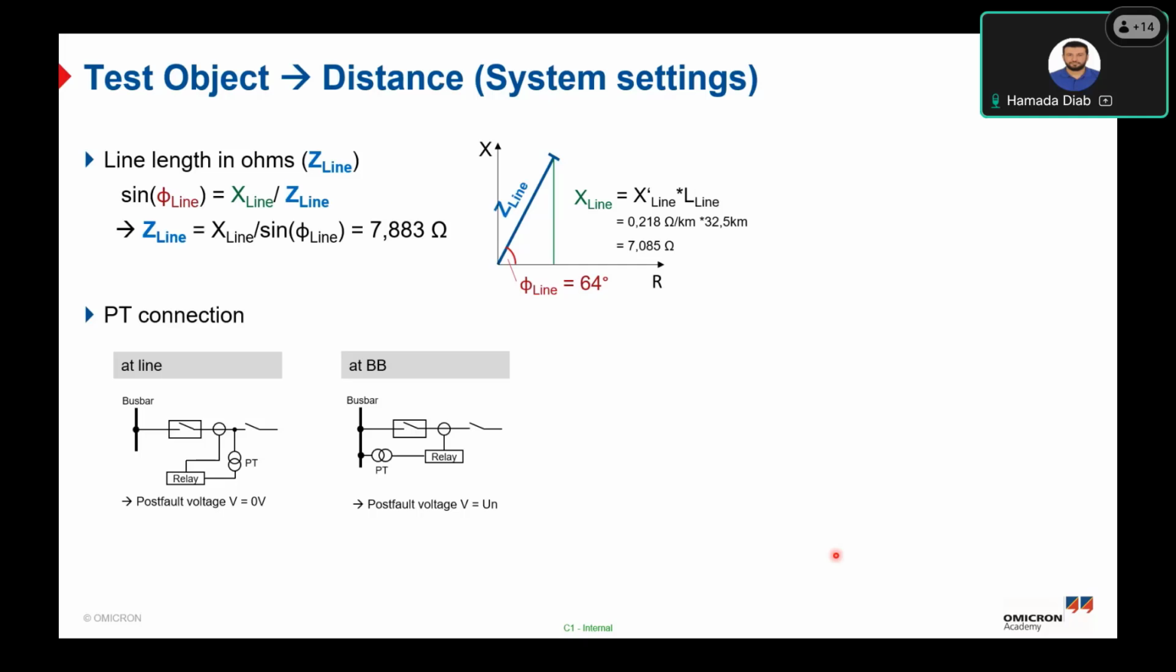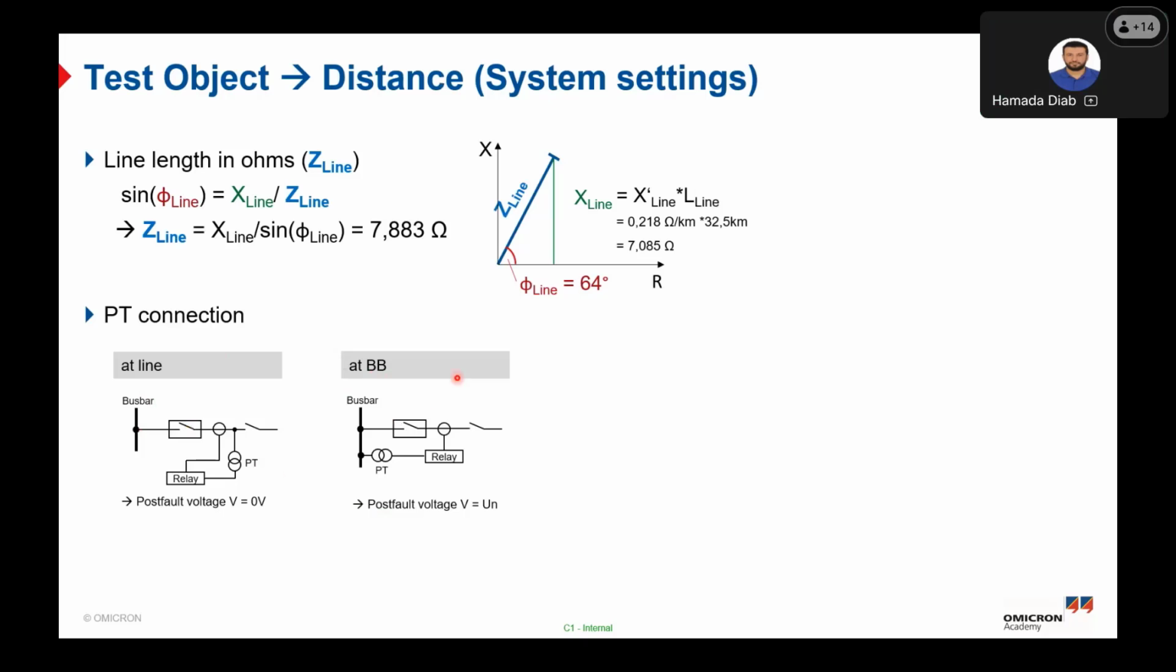Okay. We have also another parameter called the PT connection, and this PT connection, potential transformer, is the same as voltage transformer. So the PT connection can be connected on the line, as you can see here, and can be connected also at the bus bar. But what is the difference for the CMC in both cases?